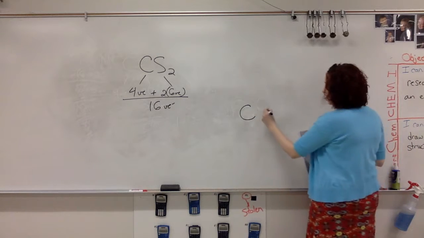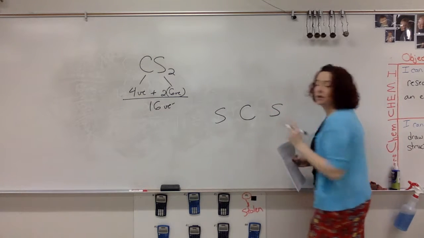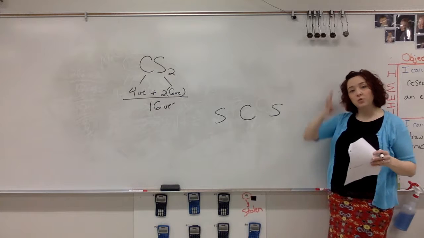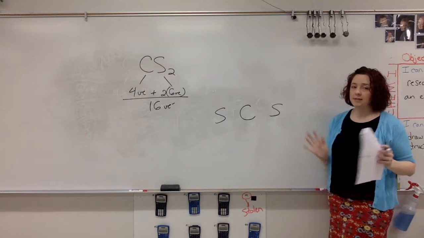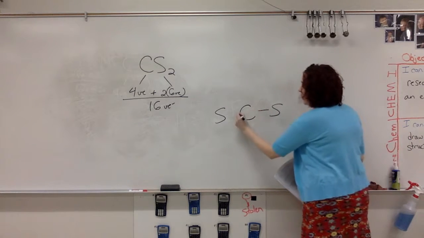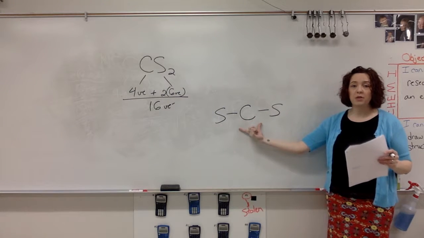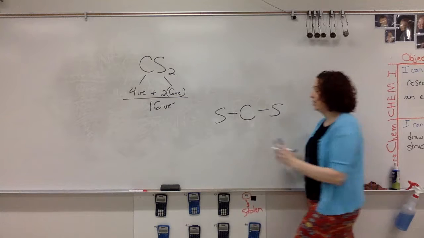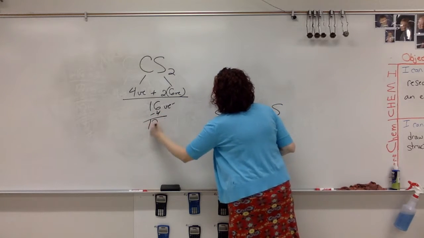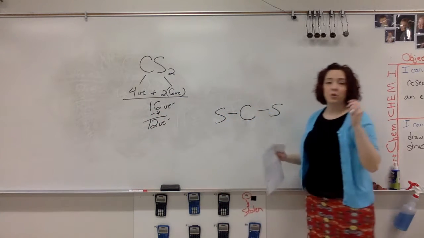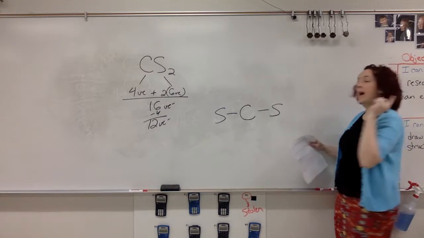Again, I like to be linear. So I like to put my sulfurs across from each other, but you can do one on the top, one on the side, it doesn't matter. Add your covalent bonds. Okay, step 4, subtract the number we used. So 2, 4. Okay, we have 12 left. Put your remaining 12 on the outside atoms.